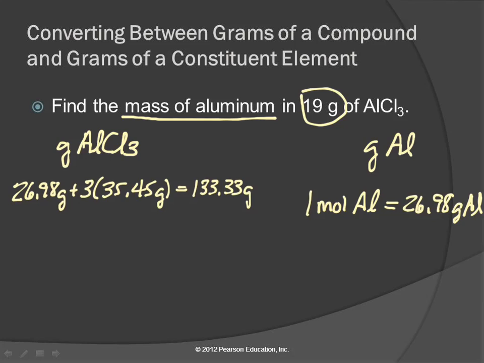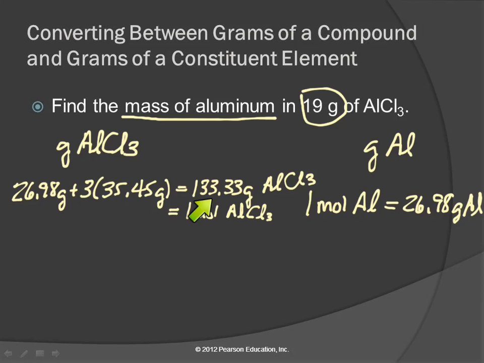133.33 grams of AlCl3. They're overlapping each other, I'm sorry. And that is equal to 1 mole of aluminum carbonate. It's not carbonate, it's chloride. Aluminum chloride. You with me so far? These are seemingly random things I'm saying, but we've done these just today, right?